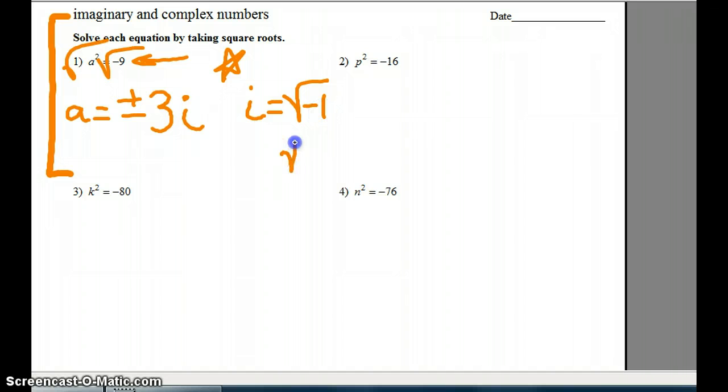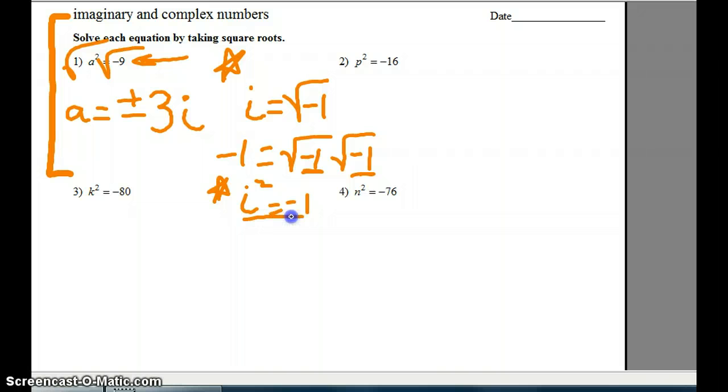And I'm not sure if you guys have thought about it before, but if I take the square root of something times the square root of something, I get that value. So if I take the square root of negative 1 times the square root of negative 1, I will get negative 1. Or we will write i squared equals negative 1. Now that's kind of a weird concept. We'll come back to that again, but you'll want to highlight what i is, and then let's use that in a couple of problems.